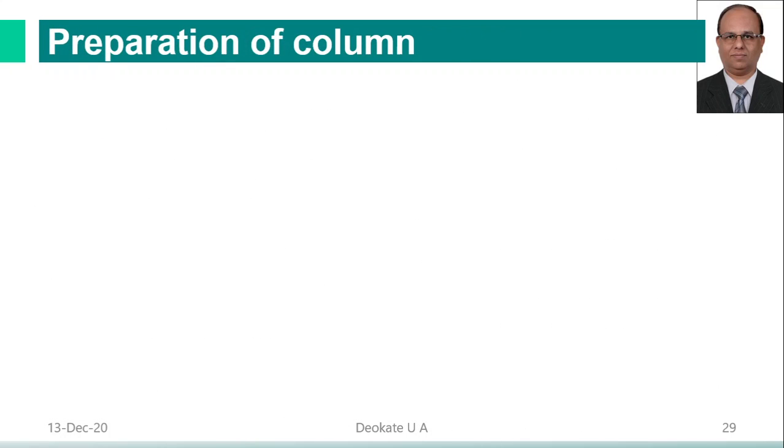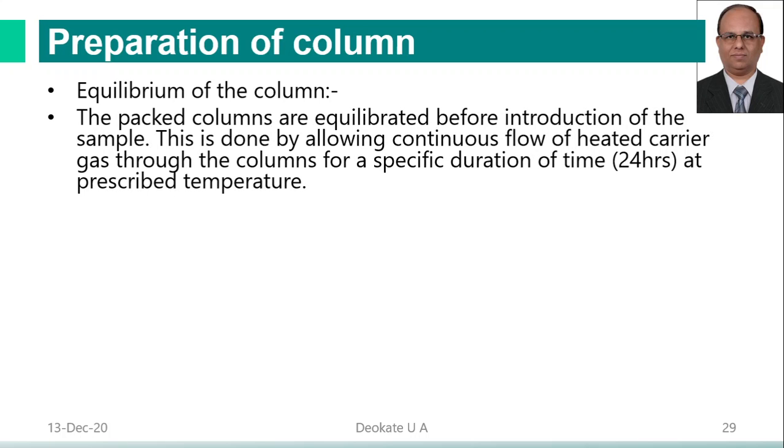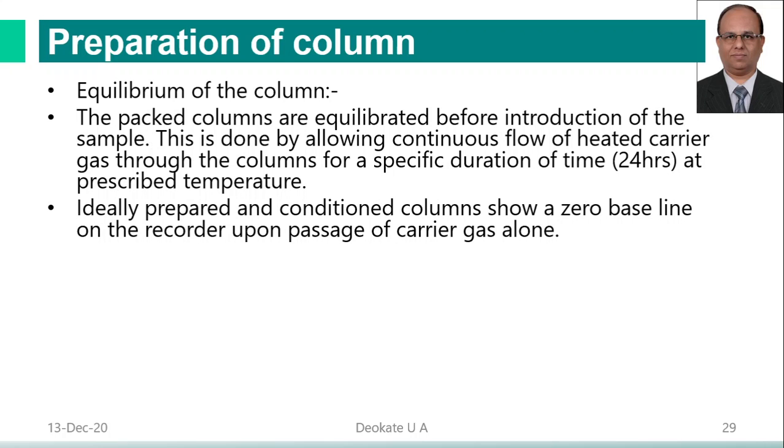Now, preparation of column. Preparation of column is a very tedious part in column chromatography. Equilibration of column: the packed columns are equilibrated before introduction of the sample. This is done by allowing continuous flow of heated carrier gas through the column for a specific duration, generally 24 hours at the prescribed temperature, and continuous flow of carrier gas is allowed during this period. Ideally, a prepared and conditioned column shows a zero baseline on the recorder upon passing of the carrier gas alone.